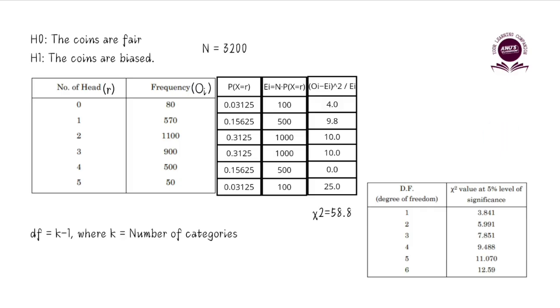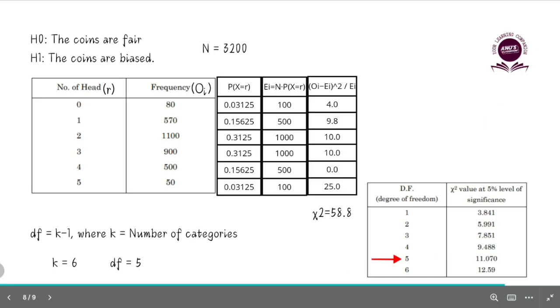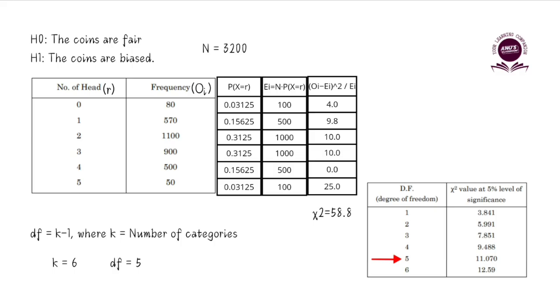So what is DF? DF is k minus 1, where k is the number of categories. How many categories do we have? We have 6. Why? We have 0 heads, 1 head, 2 heads, 3 heads, 4 heads, 5 heads. So 1, 2, 3, 4, 5, 6. That is why k, the number of categories, is 6. So if k is 6, DF is 6 minus 1, which is 5. We take the chi-squared value corresponding to 5 degrees of freedom, so the chi-squared critical value is 11.070 according to the table.